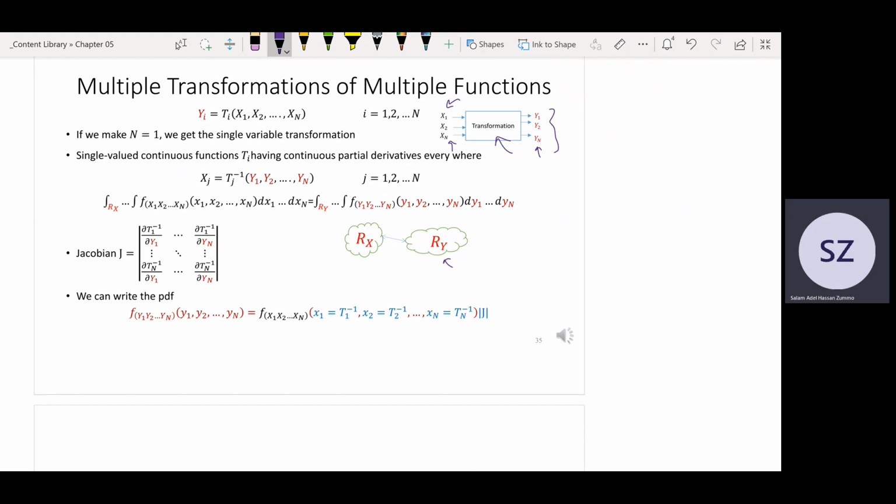First of all, if we put n equal 1, then we get what? A single random variable transformation. N equal 1 means Y1 equals T1, which is one function of n random variables. So if I put n equal 1, we get the previous case, where we have only one function. Now, we assume that the Ti's are single valued, continuous functions. Single valued means that they don't go up and down. They are not cosine, they are not x squared. They are either numerically increasing or numerically decreasing.